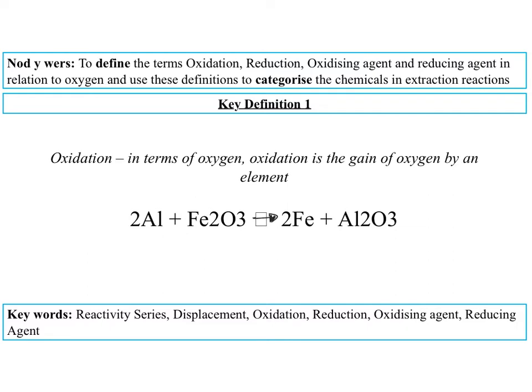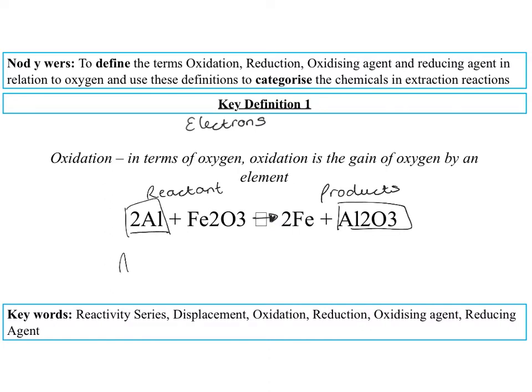So number 1, oxidation in terms of oxygen. So sometimes you have oxidation in terms of electrons as well, but we're looking at oxidation in terms of oxygen. So in terms of oxygen, oxidation is the gain of oxygen by an element. So you always look at your reactants, which are these two here, and compare it to our products. So straight away we should be able to see that aluminium is the one that has gained oxygen. So we would say that aluminium has been oxidized.